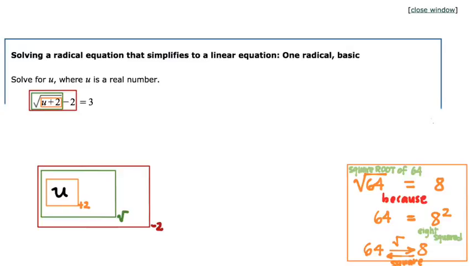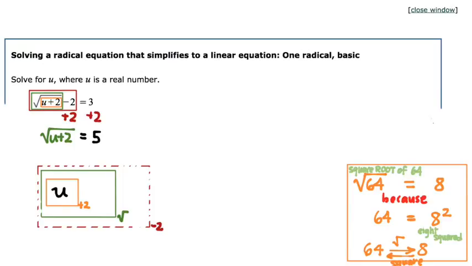Outside layer is to subtract 2. How do we undo that outside layer? What's the opposite of subtracting 2? Adding 2. So our first move here is that we want to add 2 to both sides. If I add 2 to both sides, then on the left-hand side, I'm just going to have the square root of u plus 2, just the square root of u plus 2 on the left-hand side. Now on my right-hand side, I have 5. So far, so good.